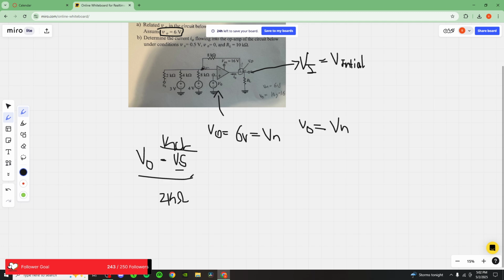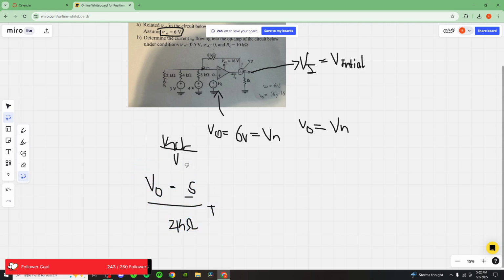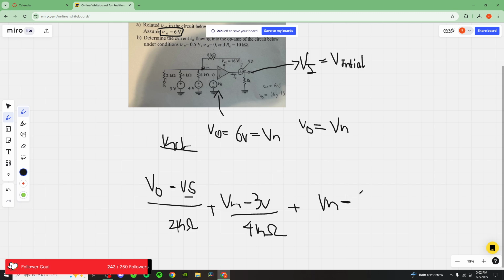And you're trying to find Vs, keep in mind. Let me move all this stuff down a bit. Okay, so you do that. You do it for the 3 volts: Vn minus 3 volts over 4 kilo ohms. You do plus Vn minus 4 volts over 8 kilo ohms.